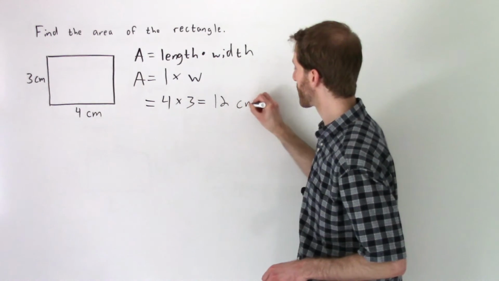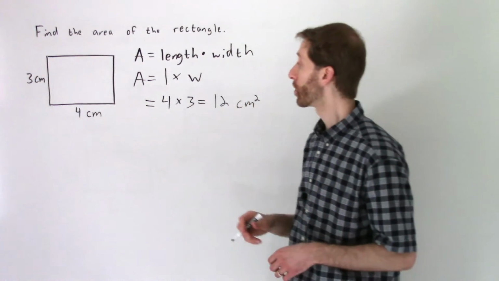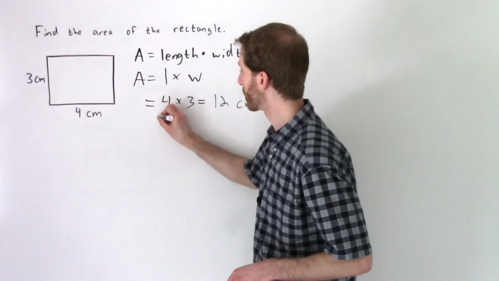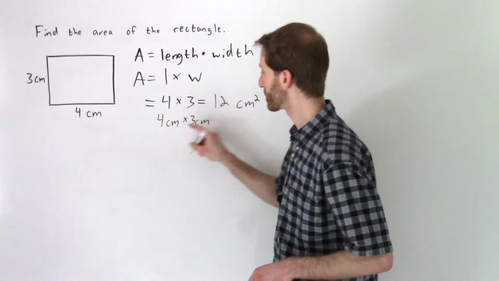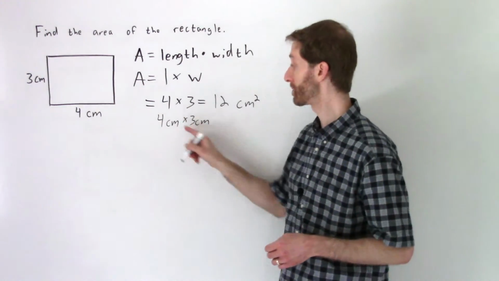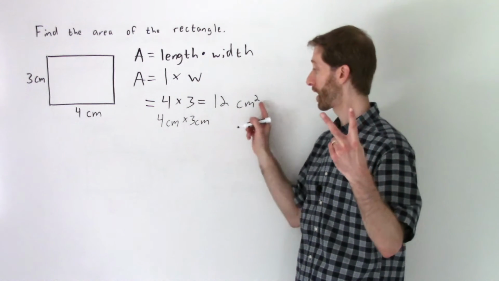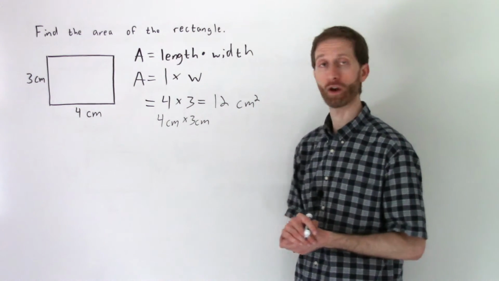Our units would be centimeters squared, because again, we're finding square units, or think of it as you're multiplying literally 4 centimeters times 3 centimeters. And centimeters times centimeters is the idea that you're multiplying centimeters by itself 2 times, thus centimeters squared. So that represents 12 square units.